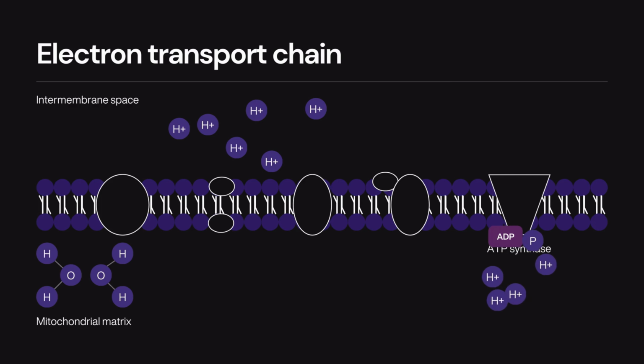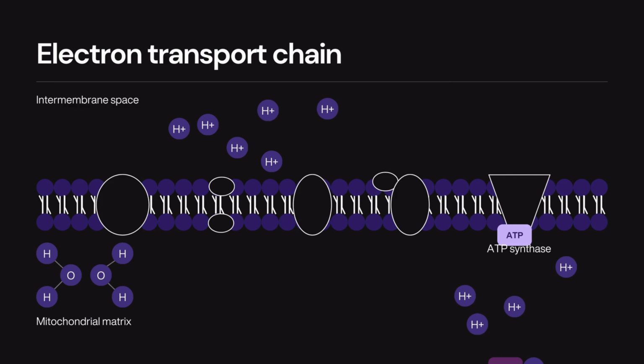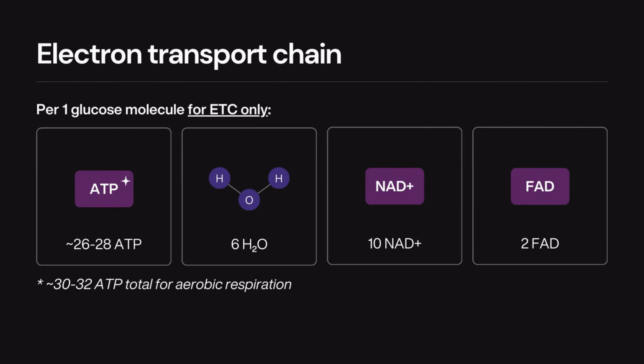At the end of the ETC, electrons combine with oxygen, the final electron acceptor, and protons to form water. Electrons are transferred to molecular oxygen, or O2, at complex 4, where they combine with protons from the matrix to form water as a byproduct. For each molecule of glucose, the ETC can produce approximately 26 to 28 ATP molecules, along with water and regenerated NAD+ and FAD.